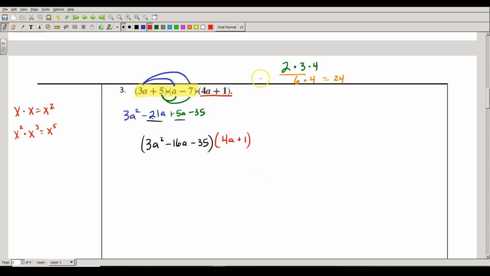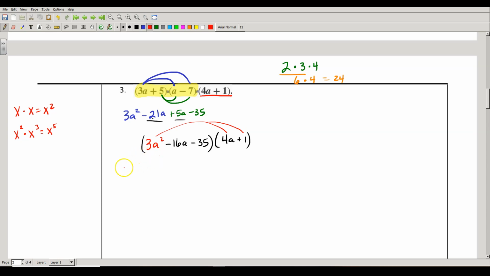Okay, so now we have to distribute each term in the first parentheses by each term in the second parentheses. So I'm going to color code this and say, let's start with 3a squared. I'm going to multiply 3a squared times everything in the second parentheses. So I'm going to think of it like this: 3a squared times this one and times this one.